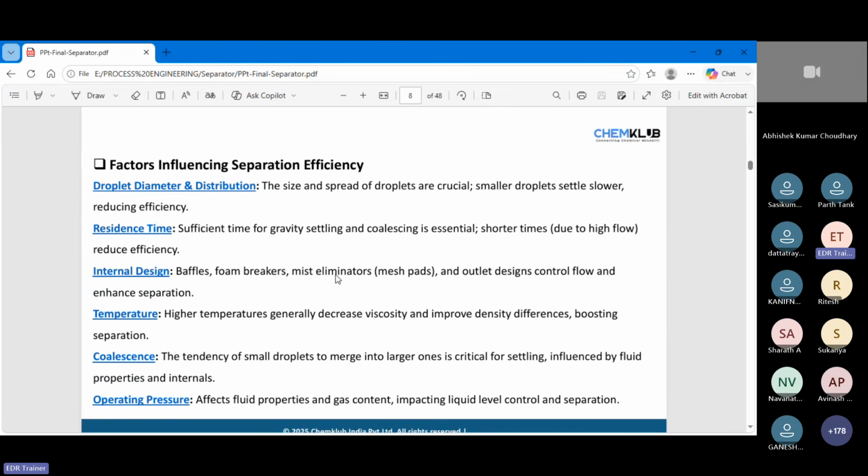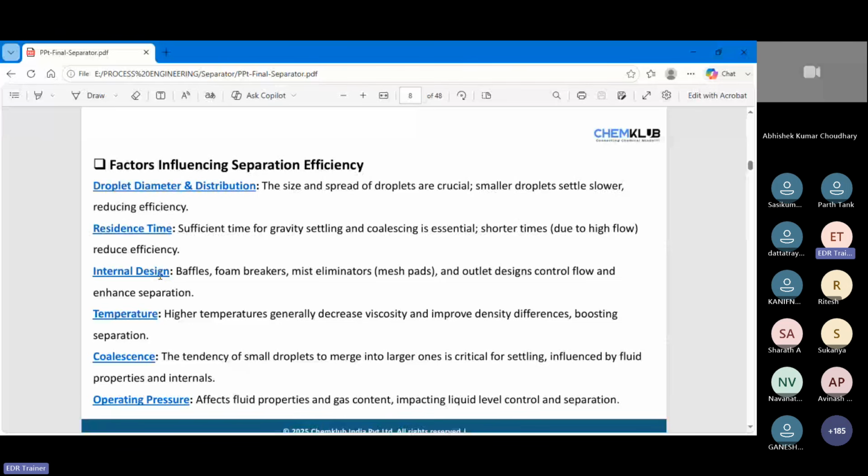Another factor that influences separation efficiency is droplet diameter and residence time. Residence time, generally, we can have a table as per the company requirement. Generally API, Shell, DEP, GP should all have their own requirements, so residence time will be defined according to their requirements.